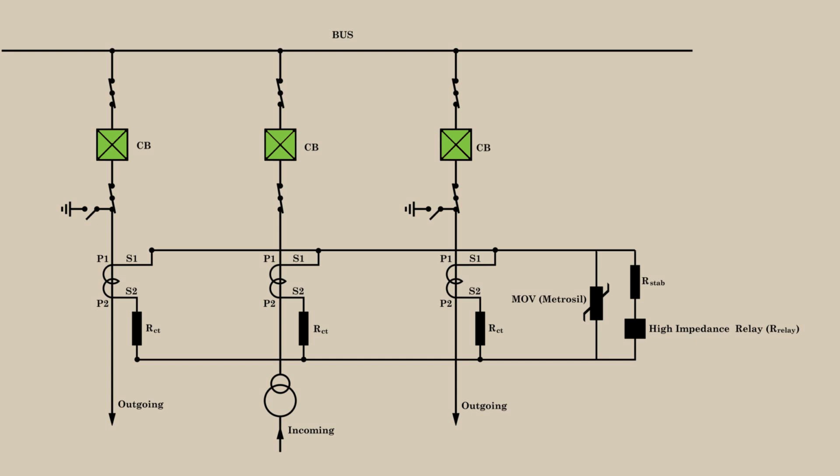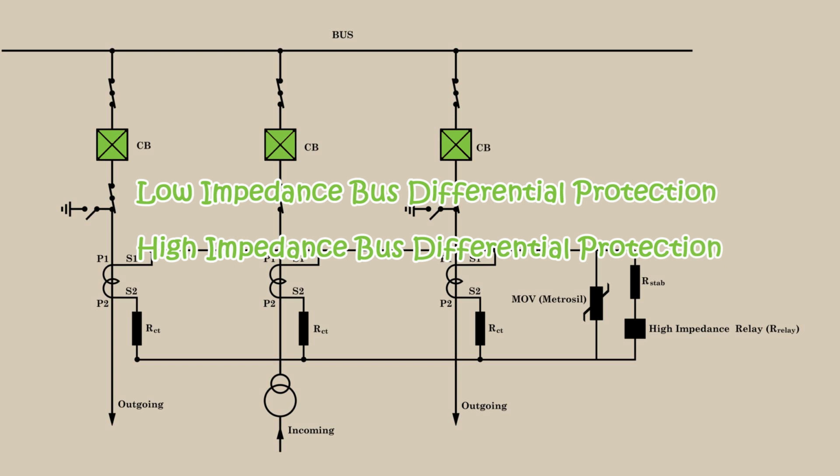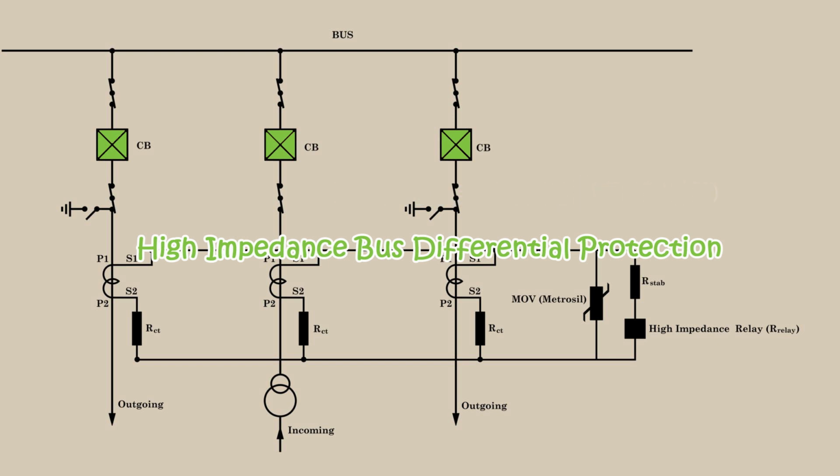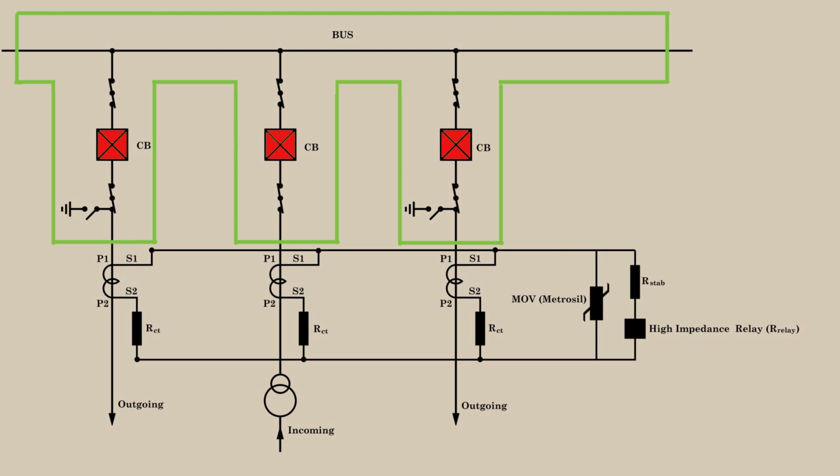There are two kinds of bus differential protection normally used. One is low impedance bus differential protection, which is very popular nowadays, and the other conventional method uses a high impedance relay. In this video, we are going to discuss the high impedance differential protection scheme for buses. This is very similar to differential protection for transformers or transmission lines. But here the protected zone is only the substation bus, not the transformer or transmission line.